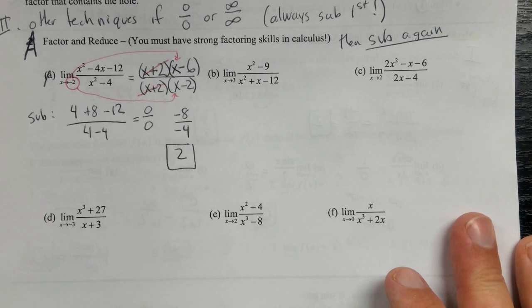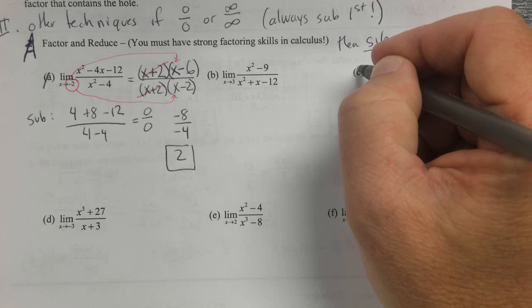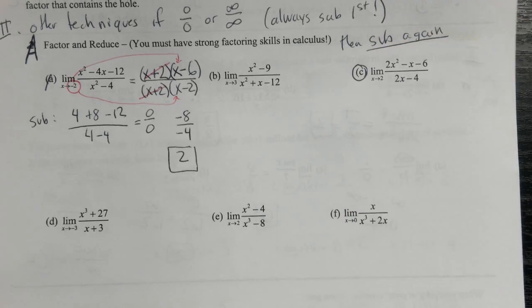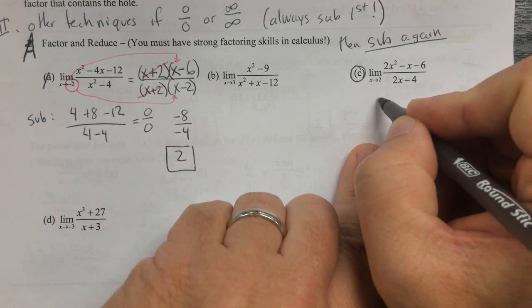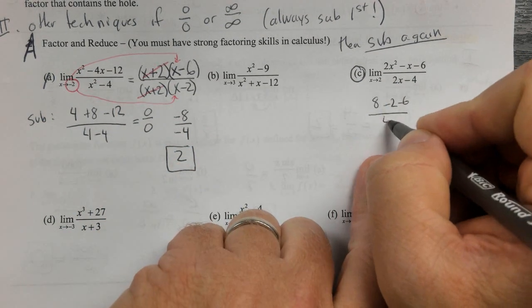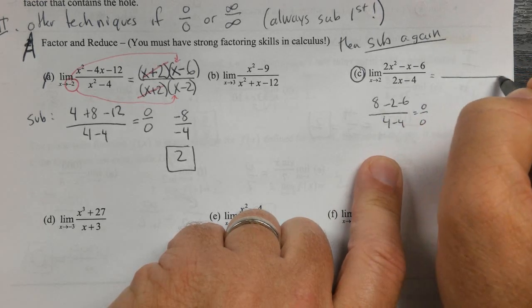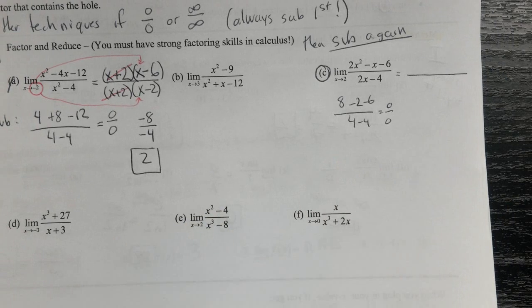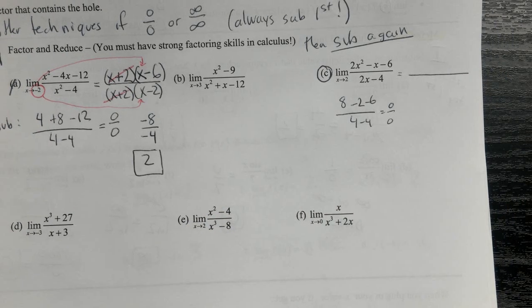Okay, we don't need to do all these because they all work kind of the same. But there is some factoring stuff on there. Why don't you try C? Well, I guess first let's plug in 2 together here. So 2 times 4 is 8, minus 2 minus 6, over 4 minus 4, yep, 0 over 0. So why don't you see if you can remember how to factor the top?